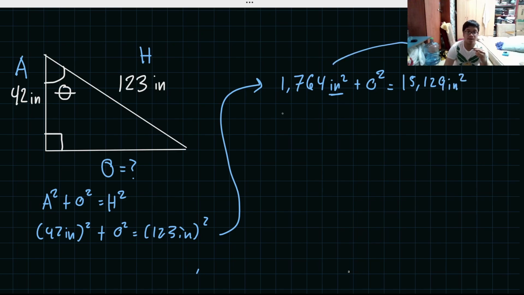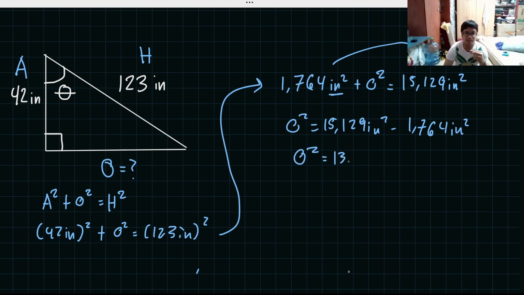So let's find our o. Just transpose this one to the right. We will have o squared is equal to 15,129 inches squared minus 1,764 inches squared. All right, there we go. If you get the difference between the two, 15,129 minus 1,764, that's 13,365, right? So 13,365 inches squared. So what's next? We will take the square root of both sides to find our opposite.